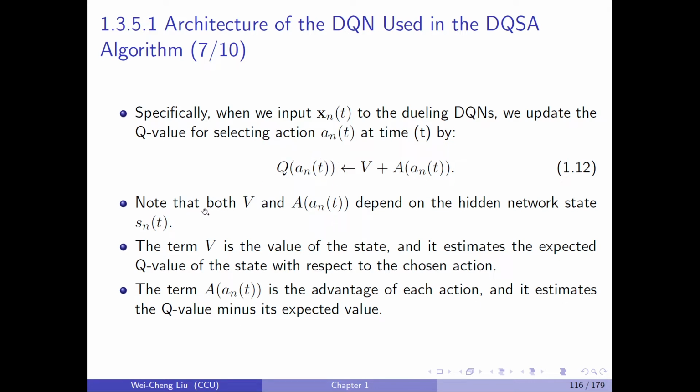Note that both V and capital A of small an of t depend on the hidden network state Sn of t. The term V is the value of the state, and it estimates the expected Q value of the state with respect to the chosen action. The term capital A of small an of t is the advantage of each action, and it estimates the Q value minus its expected value.